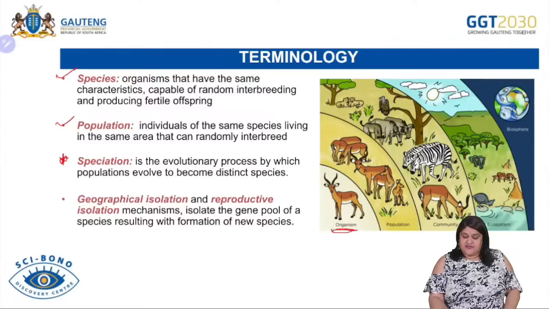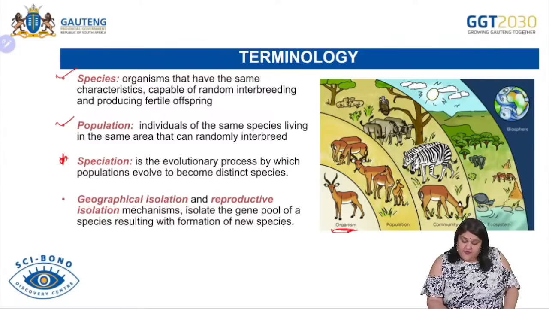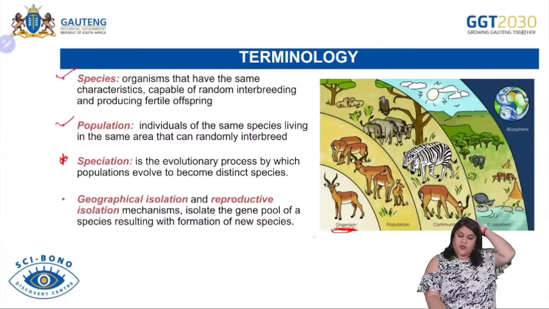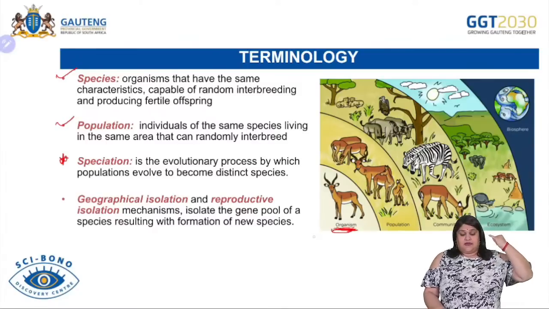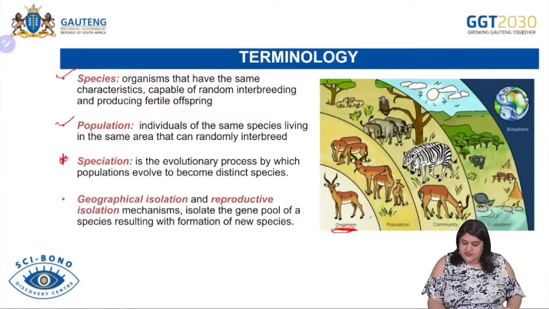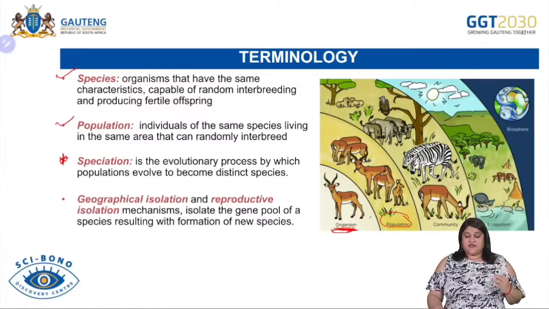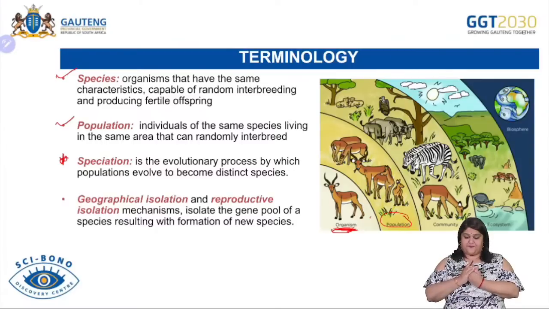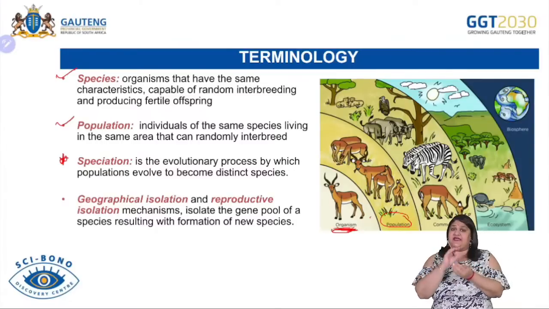This organism is of a particular species. Other organisms that have the same characteristics as him, that are capable of randomly interbreeding and producing fertile offspring, that is a species. So the keywords there are same characteristics, capable of interbreeding and producing fertile offspring. Whereas a population, this one here shows us a population. These are the individuals of the same species living in a particular area and they can still randomly interbreed. So it's the same species living in the same area.